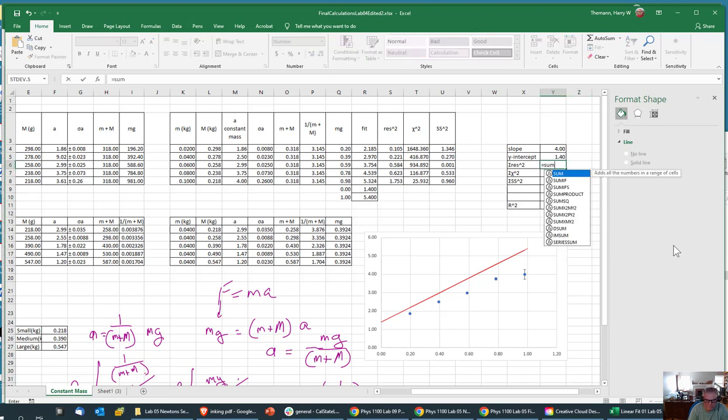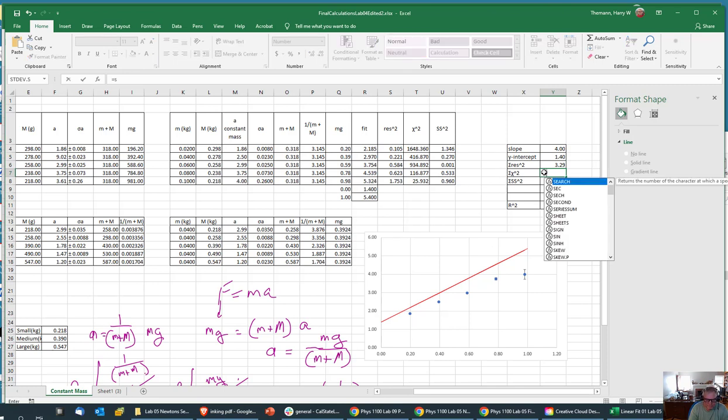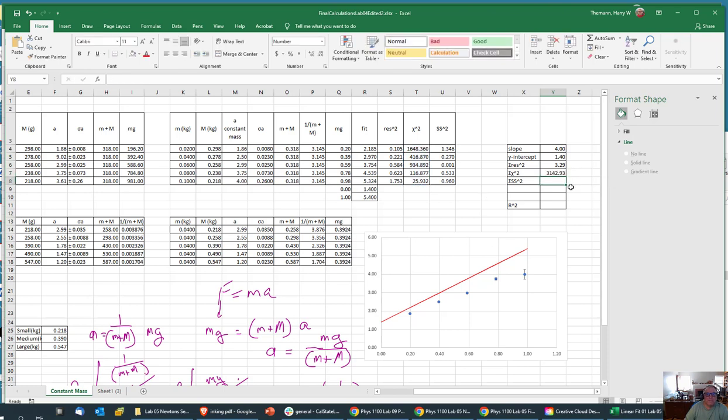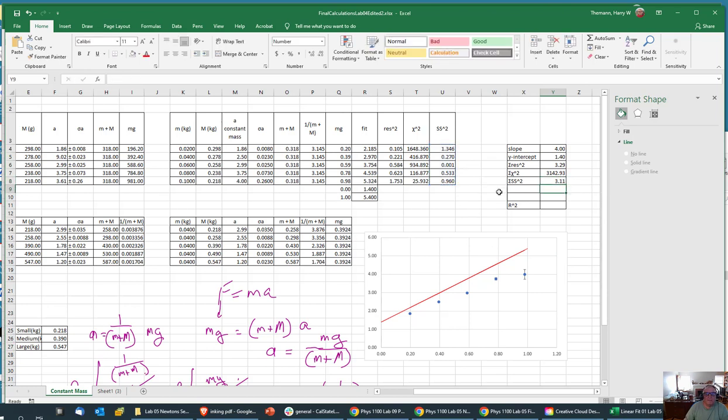Chi-squared equals the sum of the residuals squared, equals the sum of the chi-squareds, and equals the sum of the SS's squared. And of course, something happens here. Yeah, inserted. Cut and paste. Keep it quick and easy.